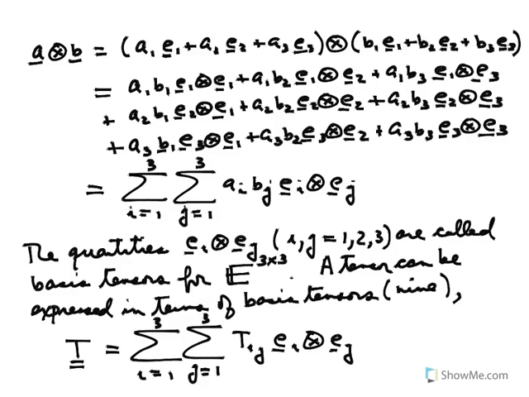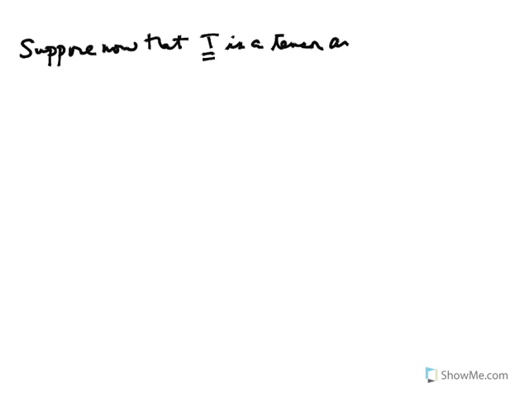Now, from this, we can start using this construct of a tensor in terms of a basis and in terms of basis tensors to be able to do operations. So the first thing we need to do is to know what happens when we apply a tensor to a vector. Okay, so suppose now that T is a tensor and A is a vector.